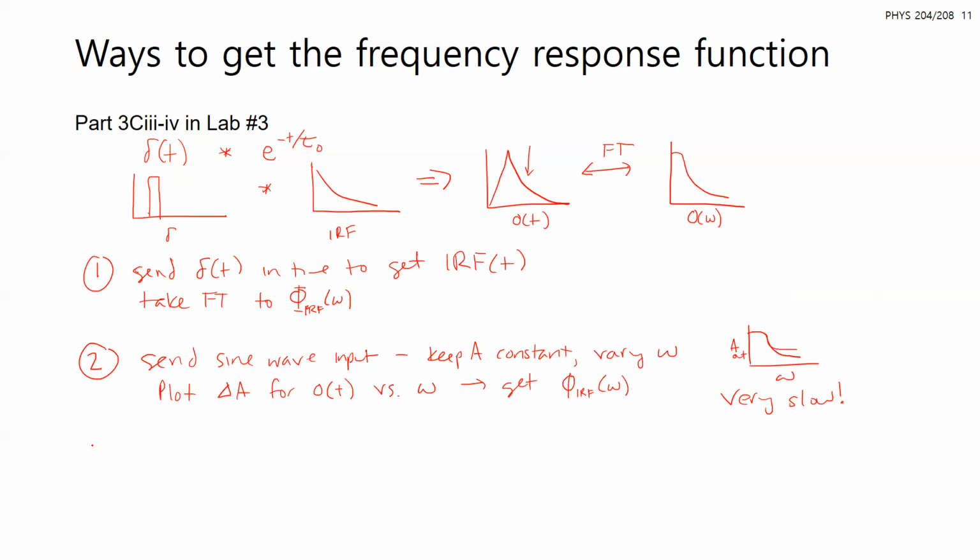Then the third way that you can determine your frequency response function is to use white noise, because white noise represents all of the frequencies equally, what you guys found in lab 2. So that's a quick way to, instead of sending one frequency at a time with the sine wave, send all the frequencies at once using white noise.